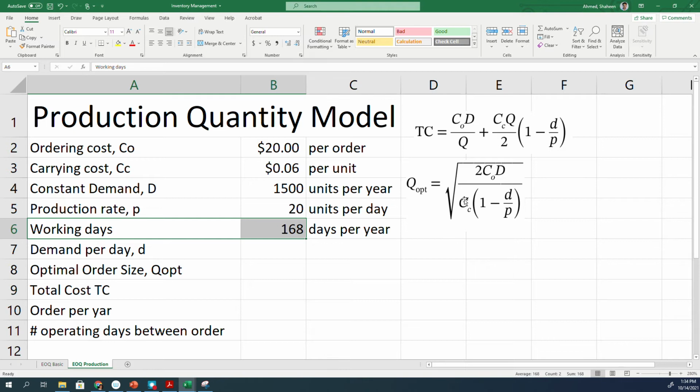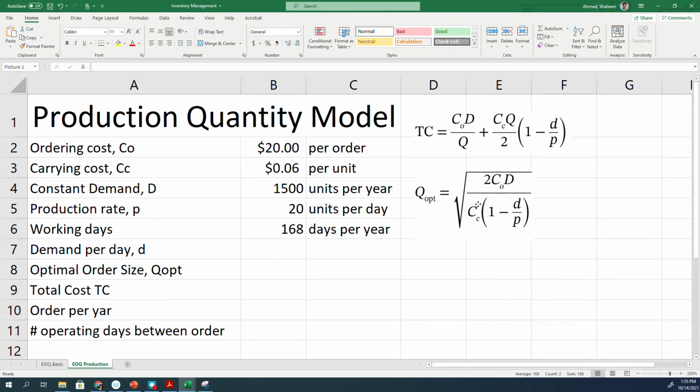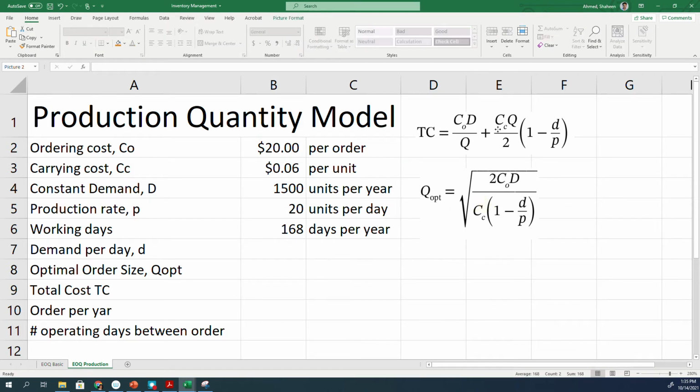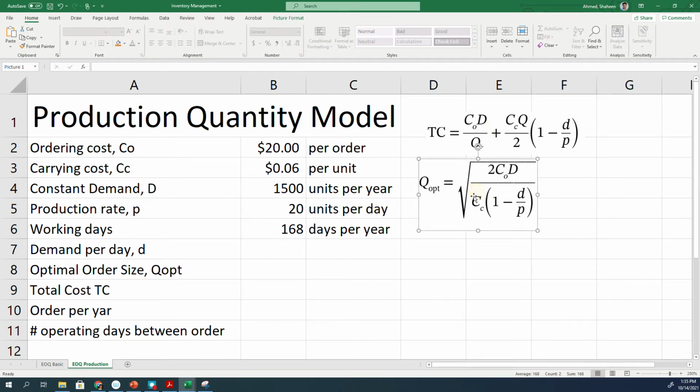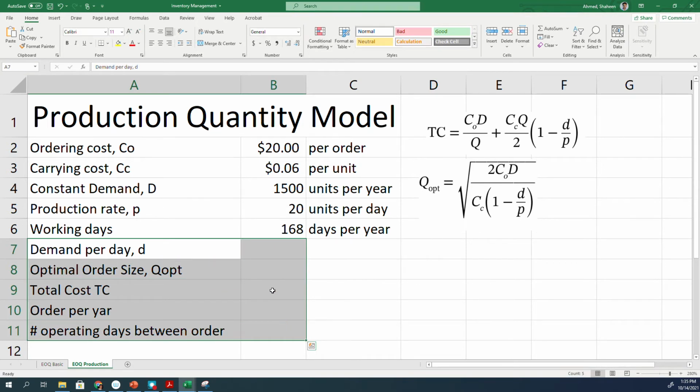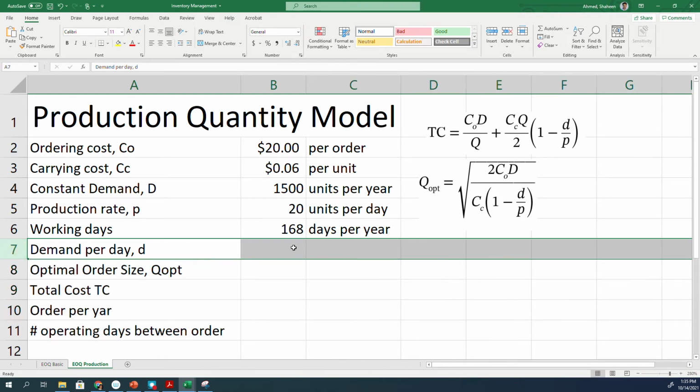We have seen in the previous video how to develop this optimum order size and also the total cost formula. Check those videos if you're interested. Generally you are asked about these four or five quantities. You're not asked about the demand rate, which you have to determine.